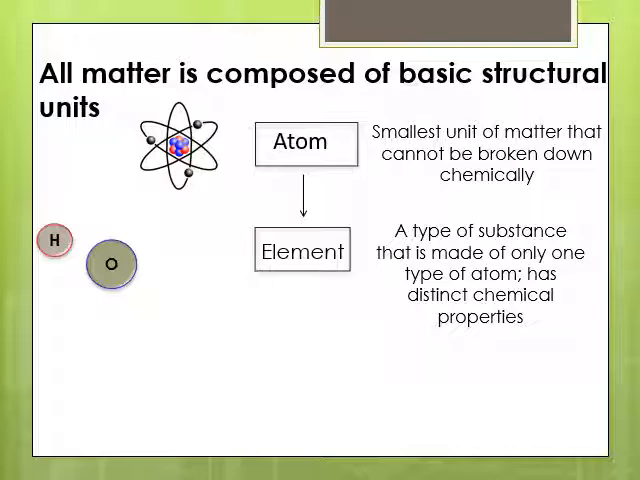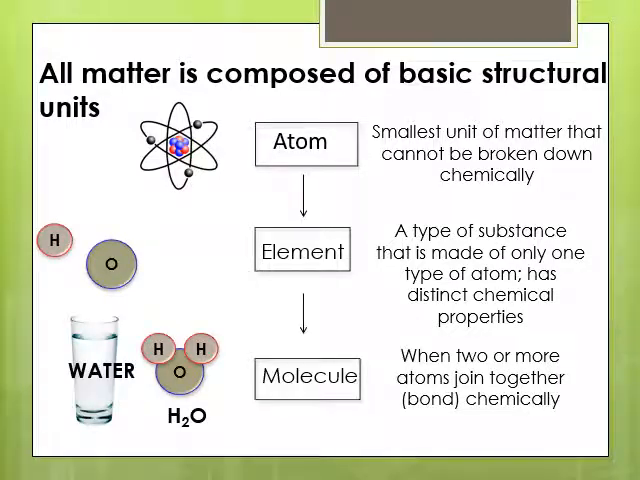So it's not the smallest. It does have distinct chemical properties. So it's things like hydrogen, oxygen, iron, magnesium, copper, all of those are elements, right? So they're made up of only one type of atom, although there could be several atoms within that element. And then these elements, or atoms, can join together and bond chemically to form a molecule.